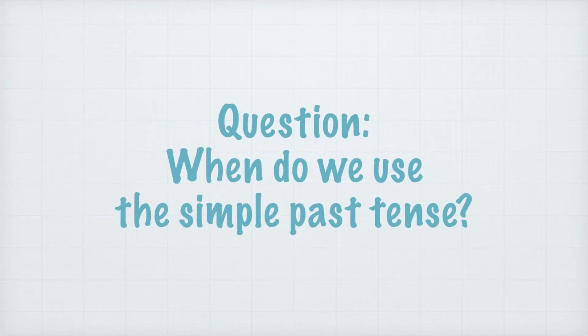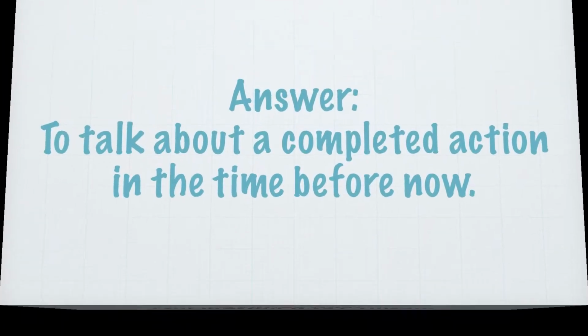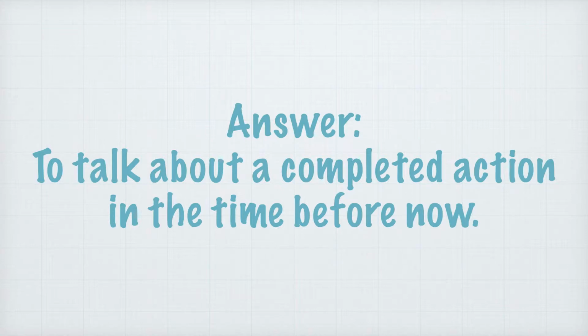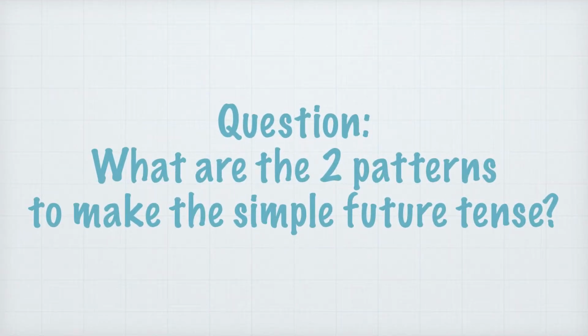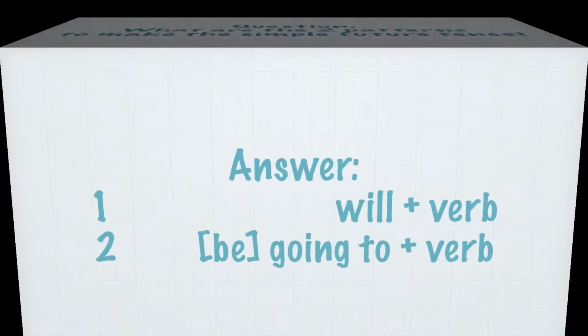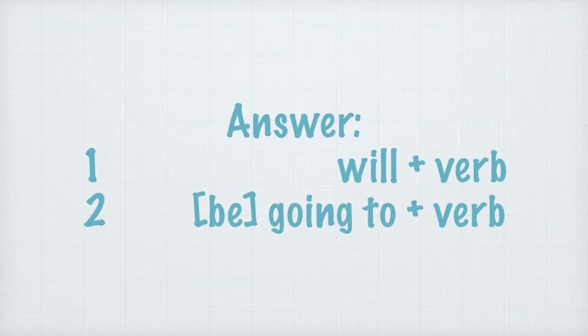When do we use the simple past tense? To talk about a completed action in the time before now. What are the two patterns to make the simple future tense? One, will plus verb. Two, be going to plus verb.